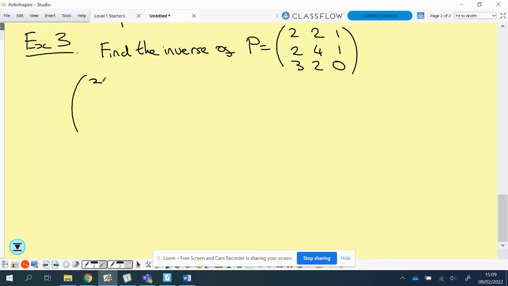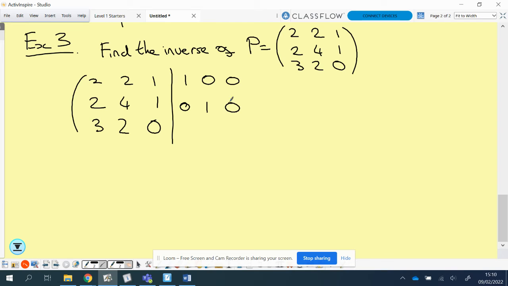We write down our P matrix, which is 2, 2, 1, 2, 4, 1, 3, 2, 0. And then on the right hand side, we're going to have the identity matrix for a 3x3, which we've seen has that form there. Okay, so that's what we're starting off with. And our job here is to create the identity matrix here.